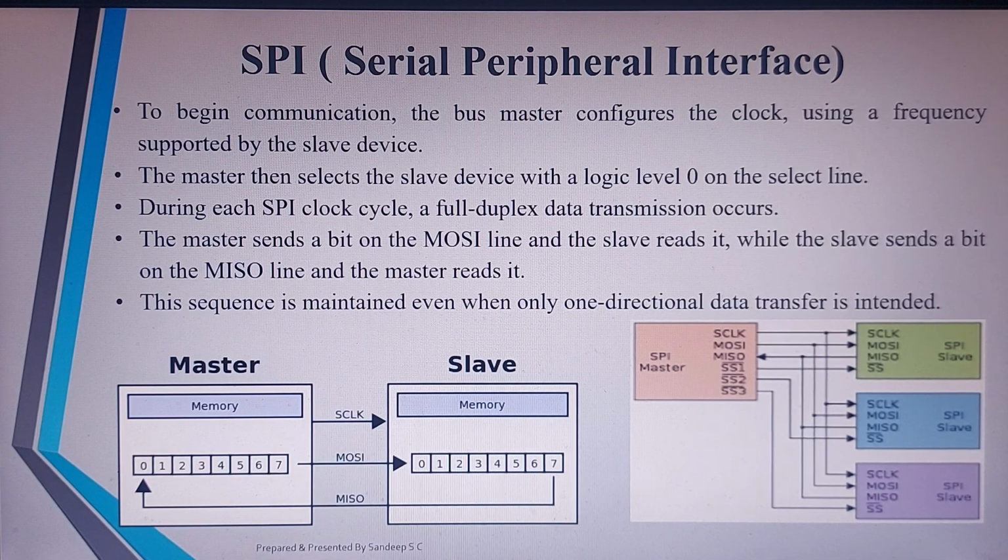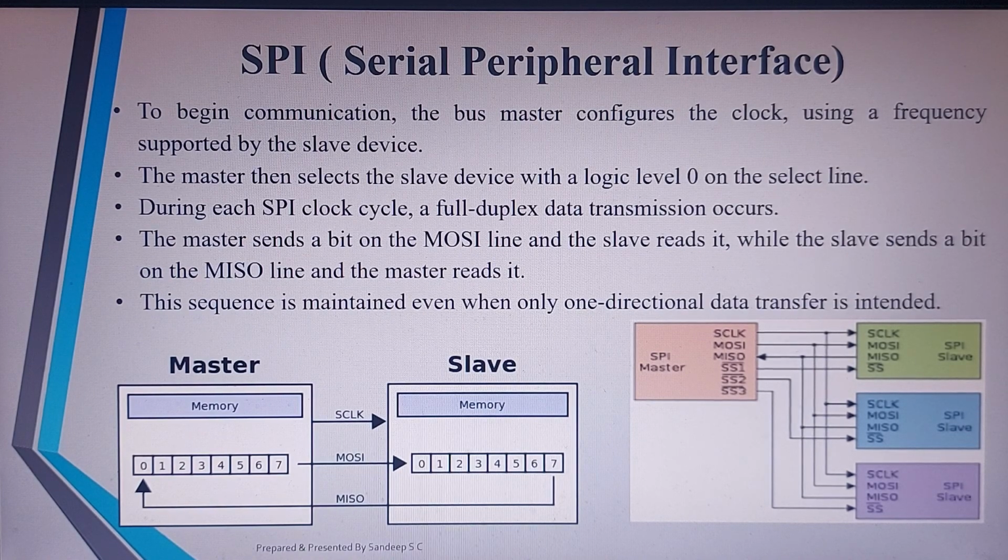This sequence is maintained even when only one direction data is initiated or intended. Even then, the similar pattern has to be maintained, whether it is a one directional communication or bidirectional communication. Then here we can see how the master and slave use shift registers to send and receive the data. And in the other block, we can see the actual connection, how it is done.